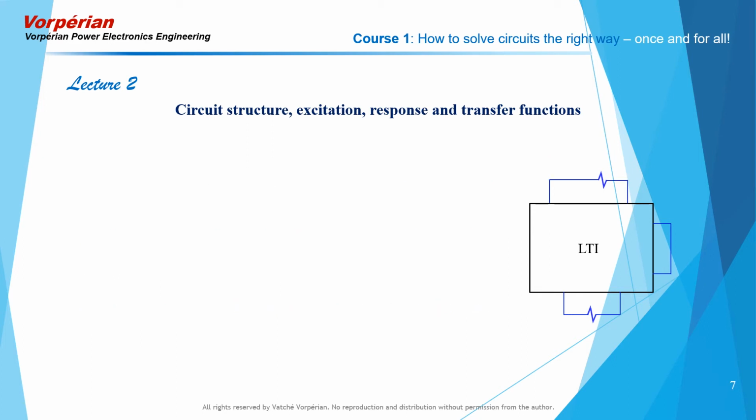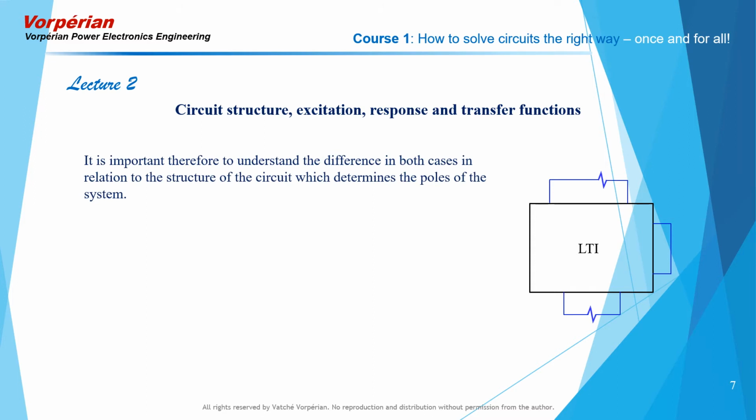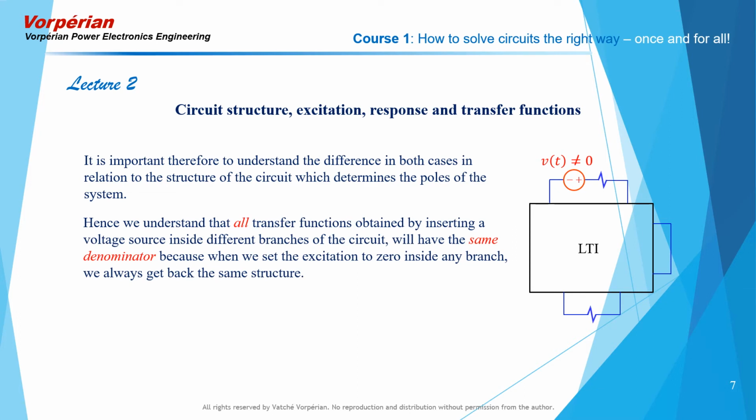It is important, therefore, to understand the difference in both cases discussed in relation to the structure of the system, which determines the poles of the system. Hence, we understand that all transfer functions obtained by inserting a voltage source inside different branches of the circuit, as shown here, will have the same denominator, because when we set the excitation to 0 in any one of these branches, you always get back the same structure.